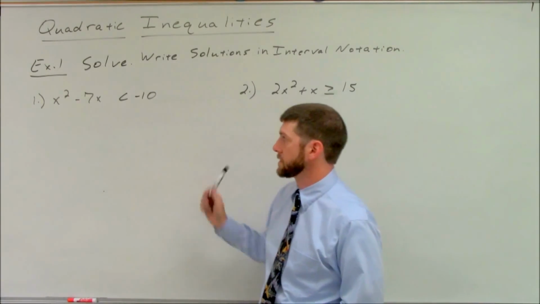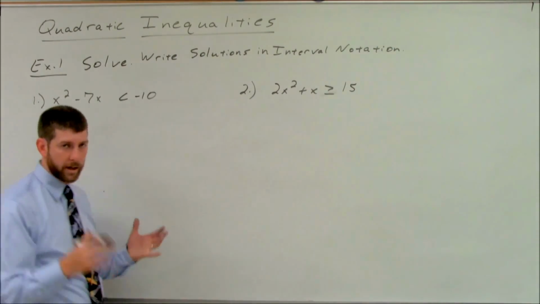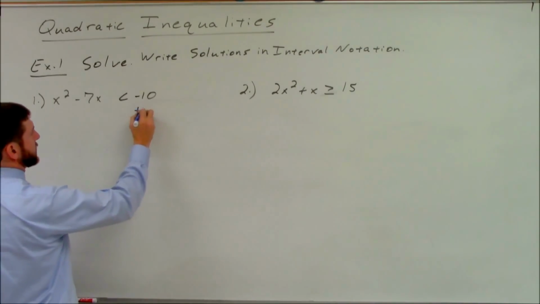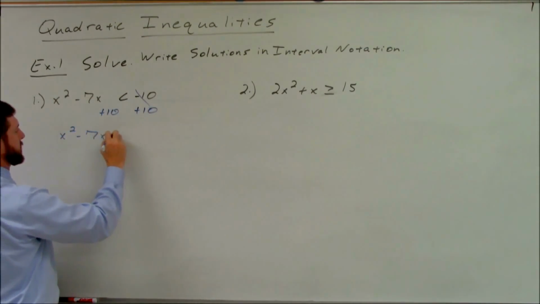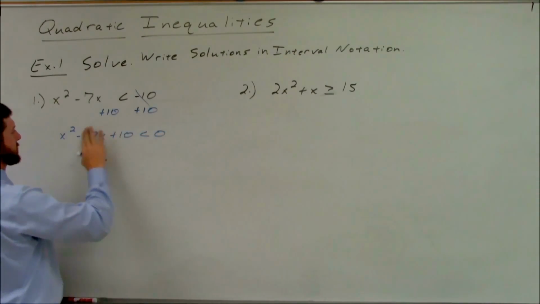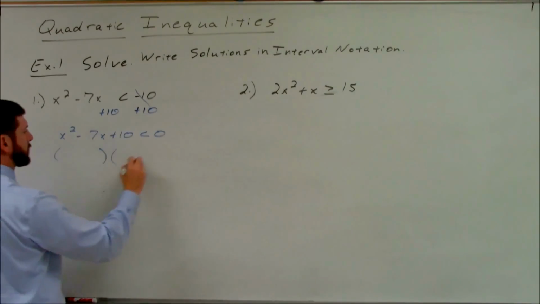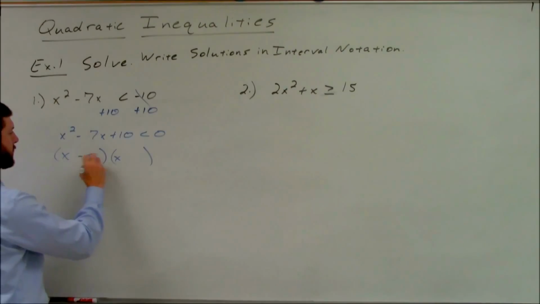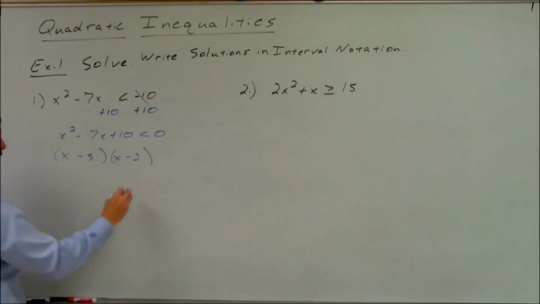So here we have a couple of examples of inequalities we want to solve. We start by getting it into standard form, just like we talked about before. So I'm going to move my 10 over, and I get x squared minus 7x plus 10 is less than 0. Let me go through and solve. This one will factor. x squared is x times x. 10 is going to be -5 and -2. -5x and -2x is the -7x.